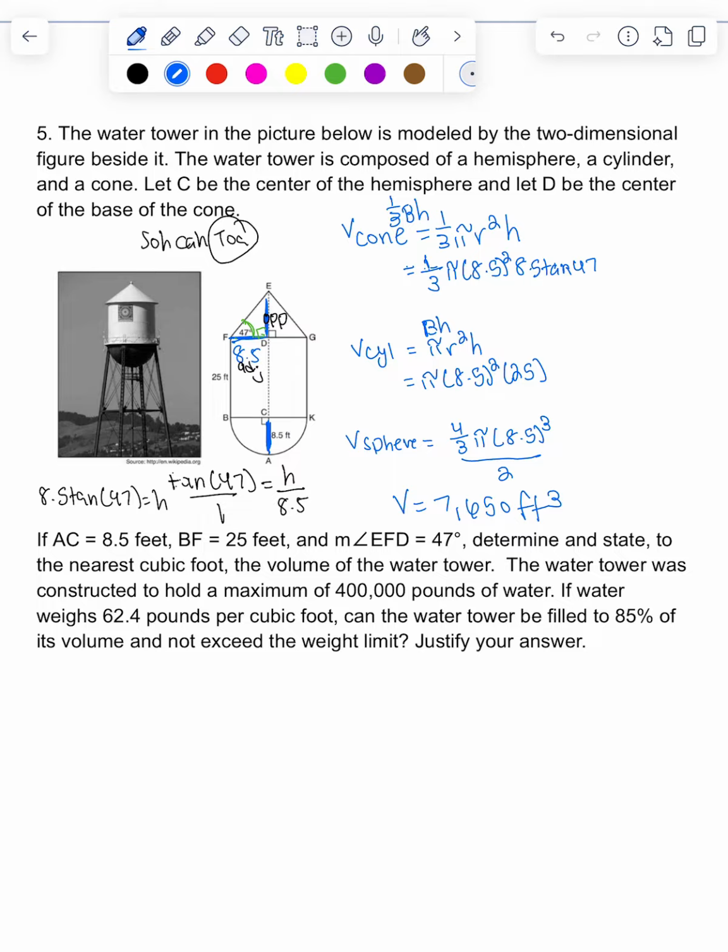Now for the second part of the question, it says that the water tower was only constructed to hold a max of 400,000 pounds of water. And it tells us that water weighs 62.4 pounds per cubic foot, so with 2 units, that tells us that this number is the density, this is the mass, and this is the volume unit. So the mass is in pounds, and the volume's in cubic feet. And we already have our volume in cubic feet, so that's good to go.